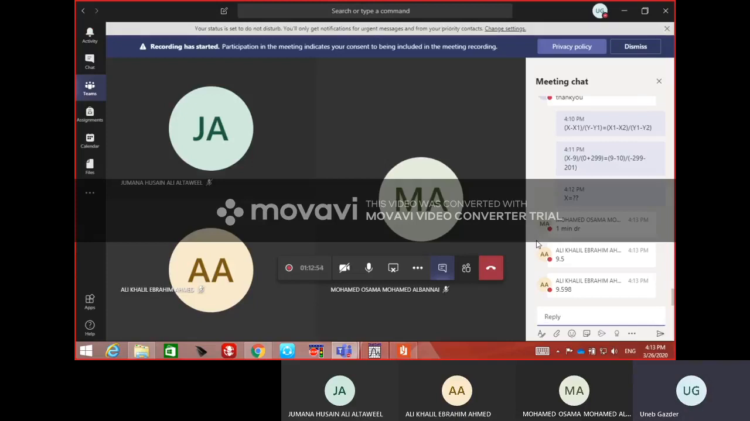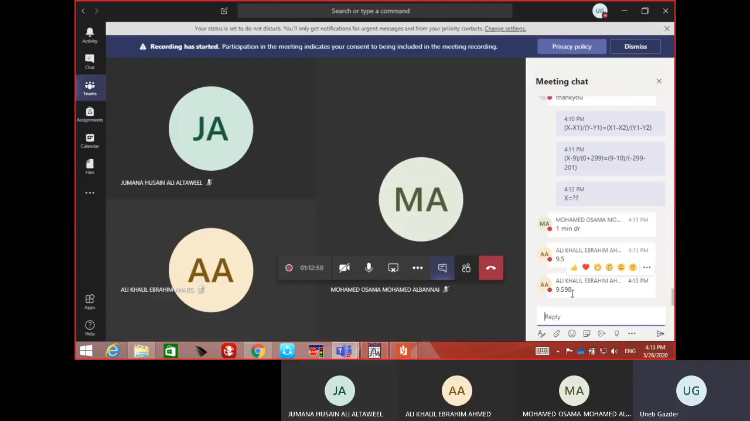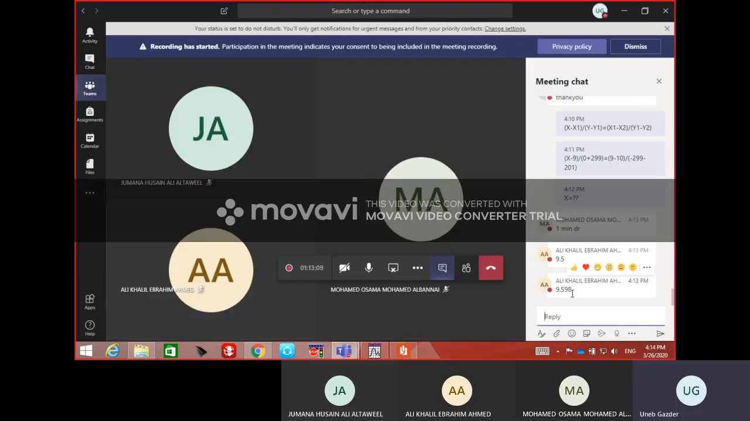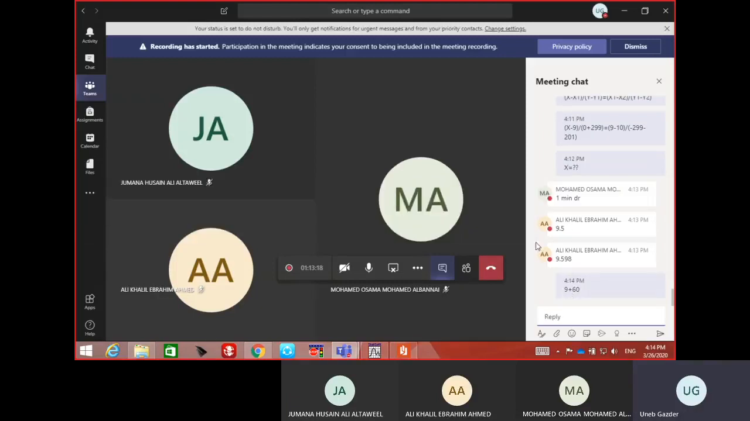Right? So we'll take 9.6. Now remember, there are 9.6 stations, and each station is 100 feet. So 9.6 means 9 stations and 60 feet. If one station is 100 feet, then 0.6 stations is 60 feet. So we will write it as 9 plus 60, 9 stations and 60 feet. I rounded it off to 9.6.